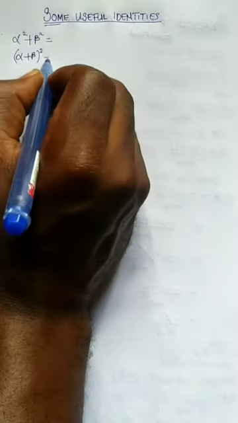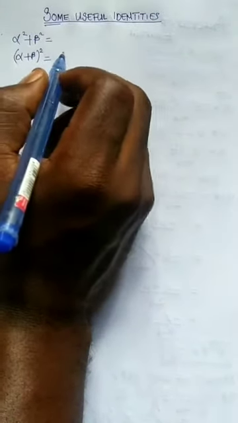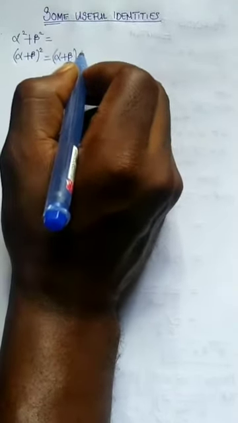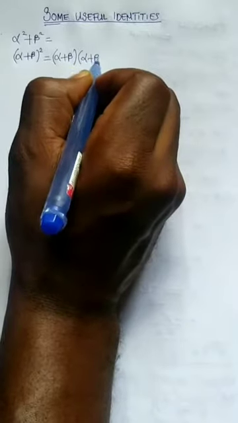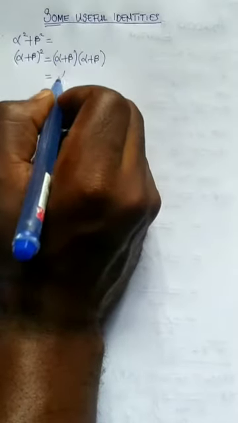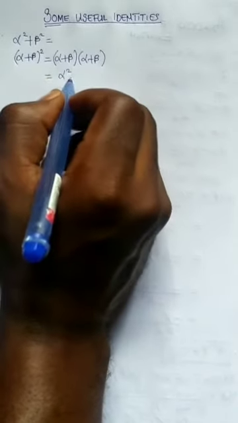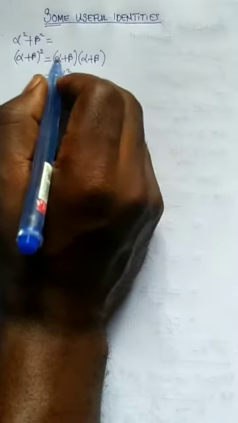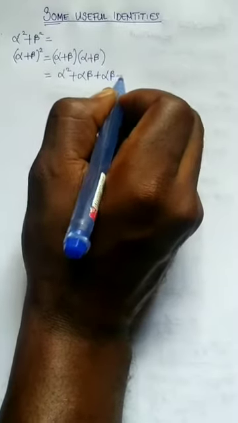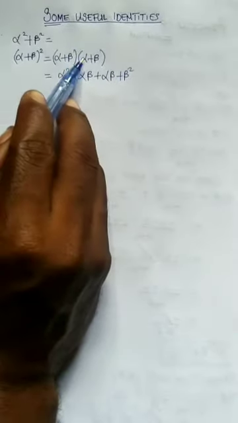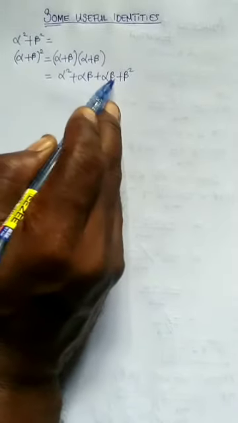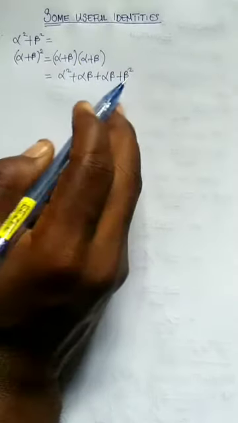So, if I expand this, I'm going to be having alpha plus beta into alpha plus beta. And this will give us alpha times alpha, we have alpha square. We have plus alpha beta plus alpha beta plus beta square. That is alpha times alpha, alpha square. Alpha times beta, alpha beta. Beta times alpha, alpha beta. Beta times beta will give you beta square.